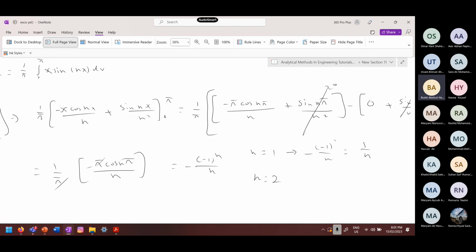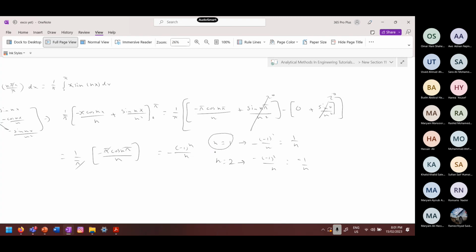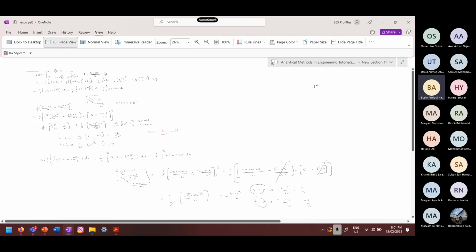N for even, you will get negative 1 squared over n, which is negative 1 over n. See here in this question, we have a special case that even if we used the n and the odd values, we'll still have two different values. Usually in most of your questions, you'll get either one of them equal to 0. Okay?